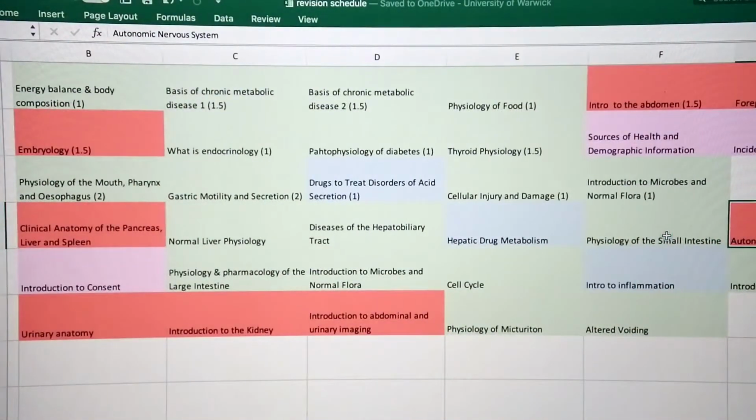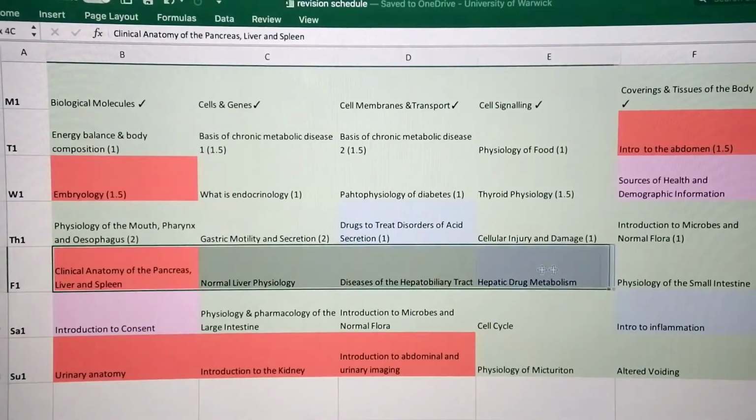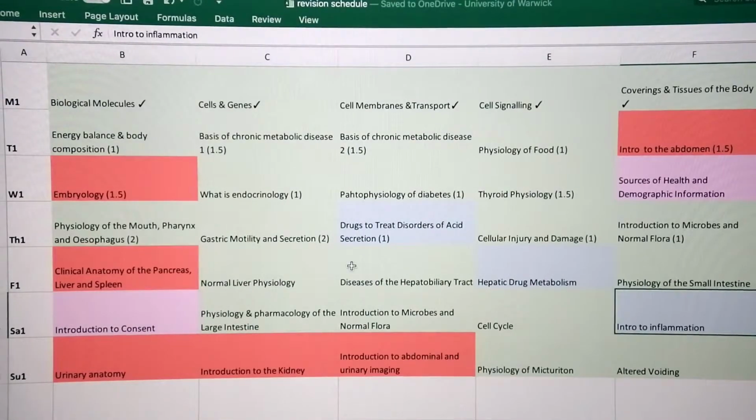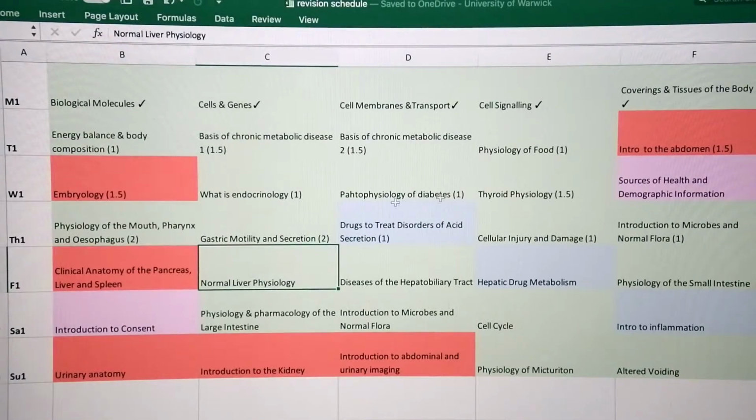Now, although these lectures were given roughly in that order, I can almost say certainly that this anatomy lecture was not given directly before this one and was somewhere around here, and that's not a bad thing. It's just to do with timetabling and when lecturers are available and things like that. And that is perfectly fine.